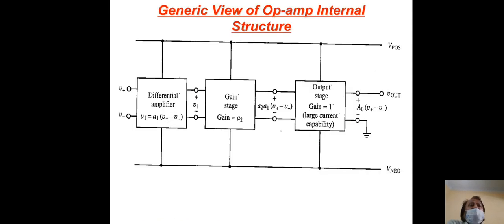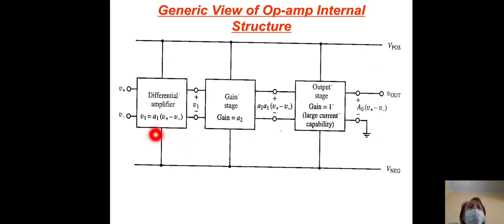So now we continue with the operational amplifier. This is the general view of the operational amplifier. Different stages are used in the internal structure of the operational amplifier. There are two differential terminals, V negative and V positive, and a differential amplifier. It is the first stage, the differential amplifier, with the differential inputs V positive and V negative.